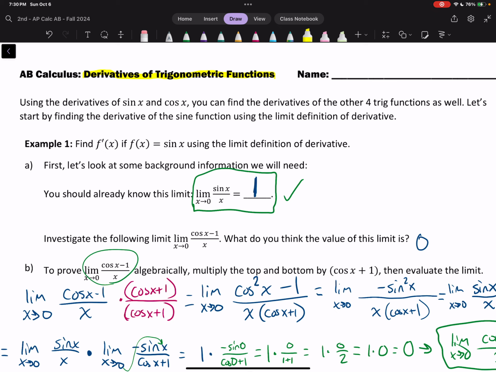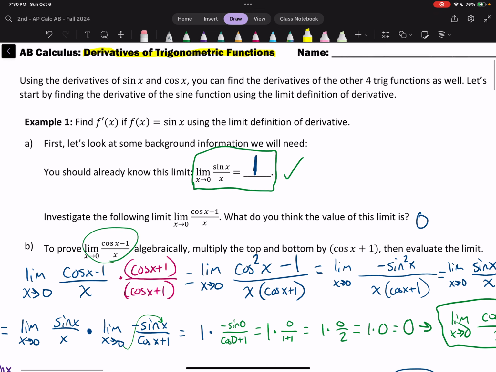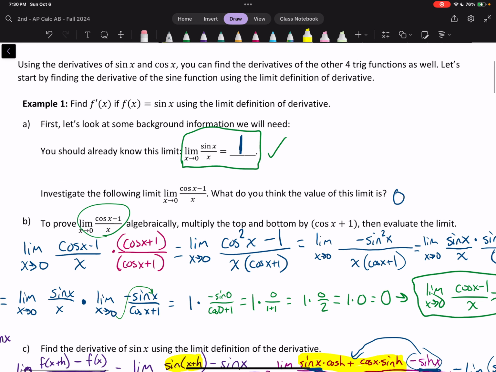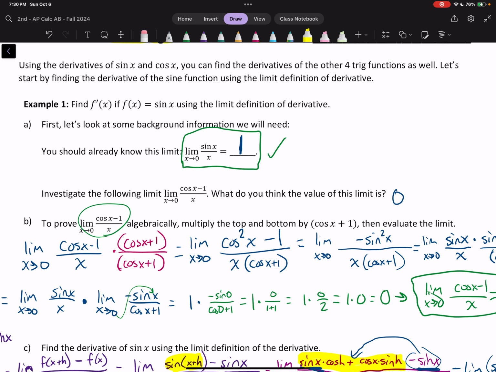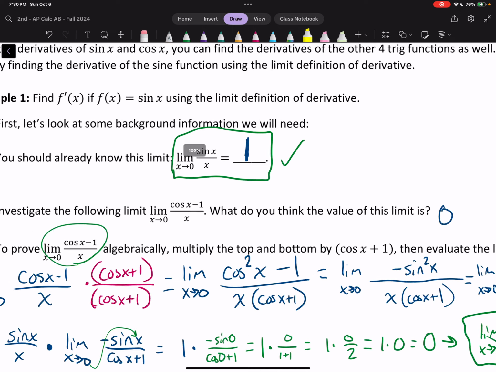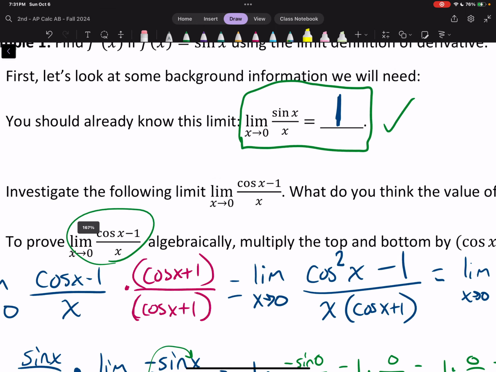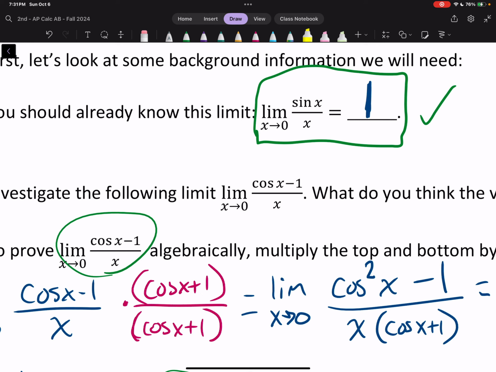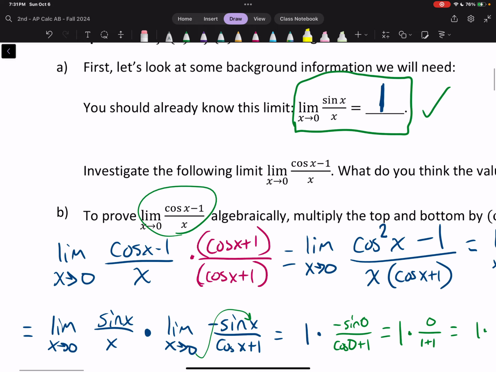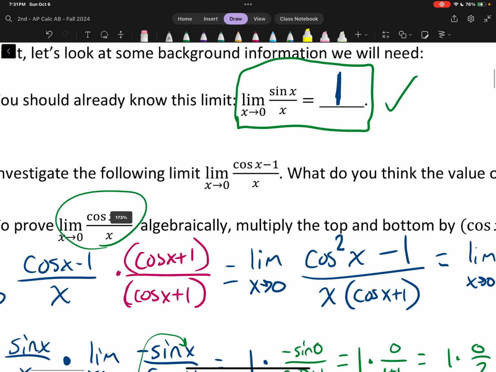So example 1 says, find f prime of x if f of x equals sine of x using the limit definition of a derivative. All right, so we're going to break this down into bite-sized chunks, and I'm going to try to go through it as efficiently as I can, since this is not something I'm going to ask you to do on a quiz or test. Okay, so first off, we need to remember that the limit as x approaches 0 of sine of x over x is 1. All right, check. Then we're going to take something we're going to need later, and we're going to break down this limit and evaluate this one in part B, before we actually do the limit derivative.